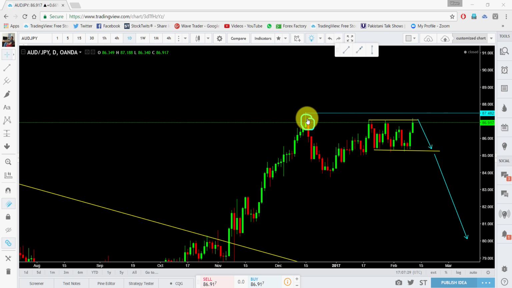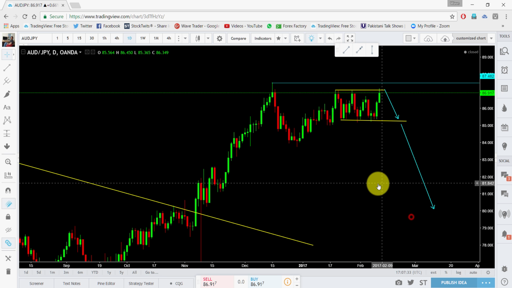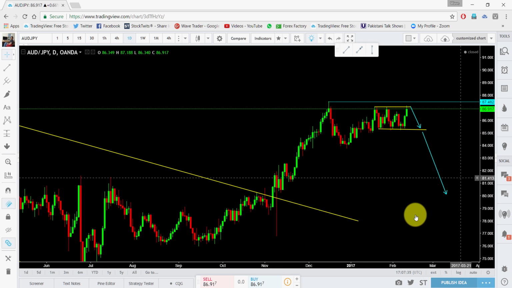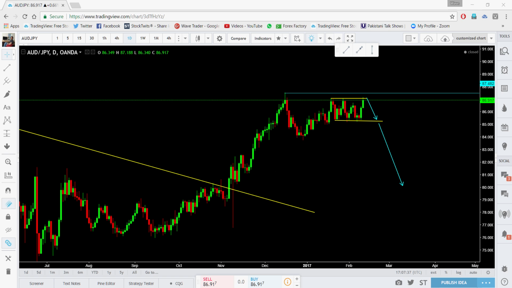So it is testing this area again and again. All right, so very strong divergences forming over there. Yeah, only look for sell when price will hold this place. If it will break, then no need to look for sell.